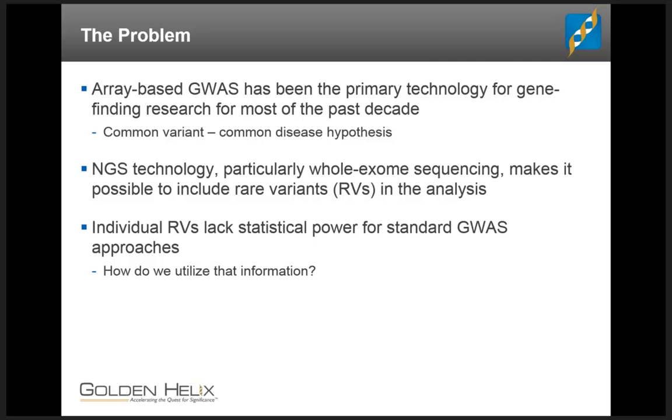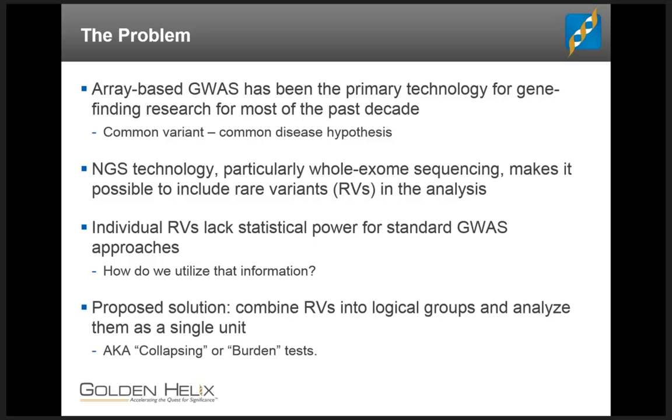And of course, we know that individual rare variants lack statistical power for standard GWAS approaches. That's one of the main reasons that typical GWAS workflows filter out variants below a certain frequency, because there's simply no power there to identify trait associations. But we've got all of this wonderful rare variant information coming from our sequencers, so how do we use that?